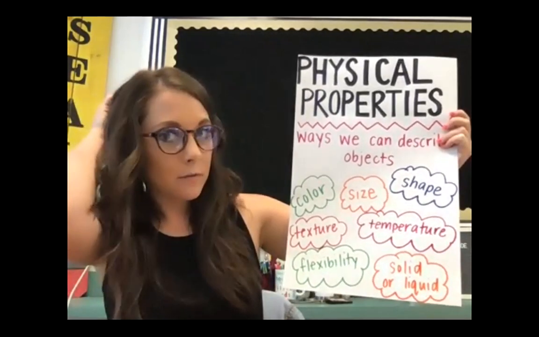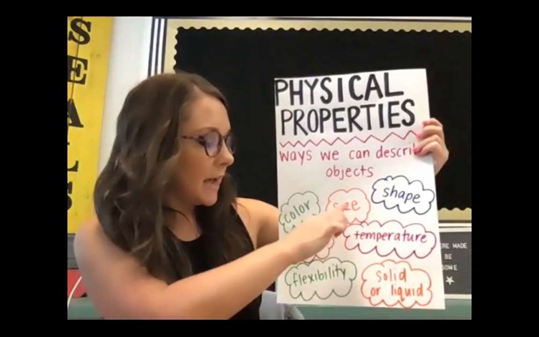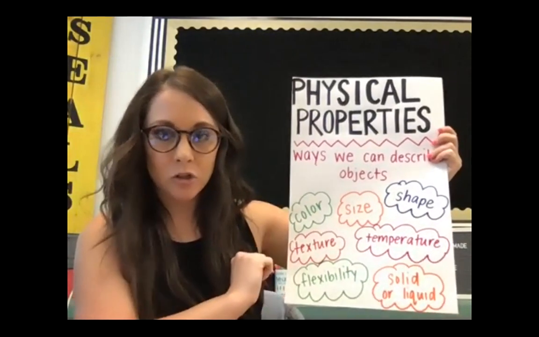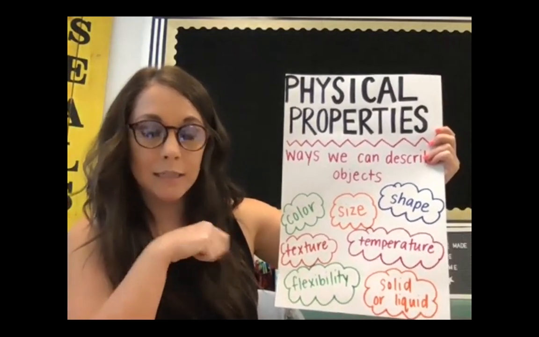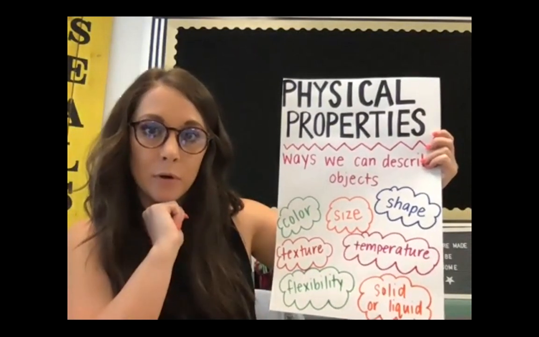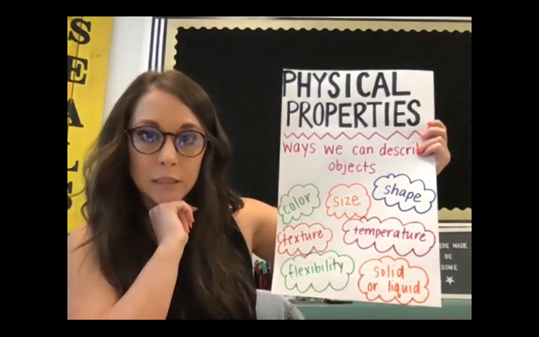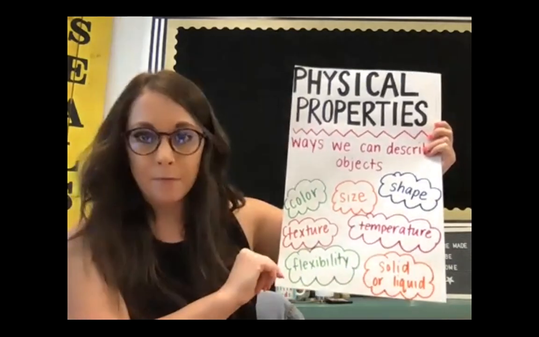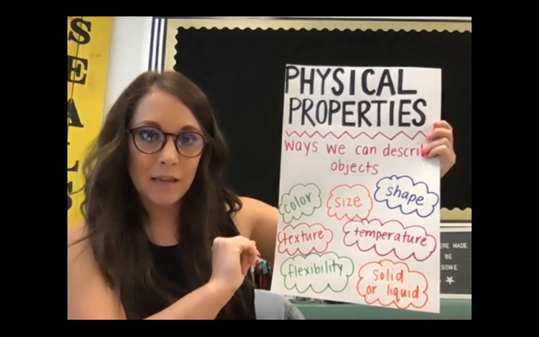In kindergarten and first grade, you've talked about some physical properties like color, size, shape, texture, and you practiced describing objects in all of those ways. In second grade, we're going to add on a couple more physical properties. One is temperature, which means how hot or cold something is. One is flexibility, which means if something is able to bend easily or not.